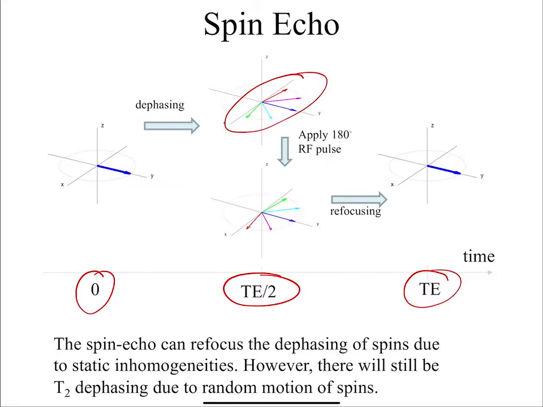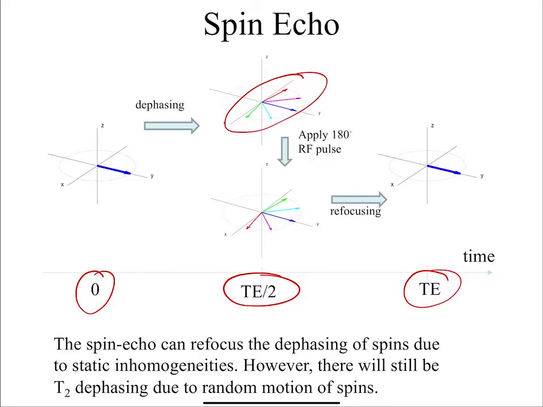Remember, we have these RF flip angles that can flip the magnetization any way we want. So imagine the spins like this, and they dephase like this. If I apply a 180-degree pulse here, it's going to do a rotation of 180 degrees of all these spins. So now whatever was at the front is now at the back, and whatever was at the back is now at the front. Now this guy is going to go faster and catch up, and this guy's going to slow down. And so we're going to rephase. That's the idea behind spin echo.